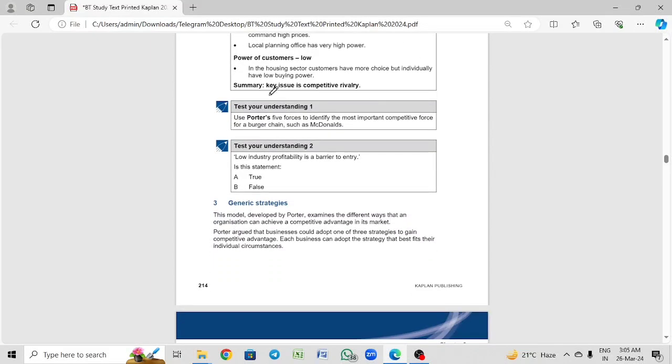Now test your understanding number 2. Low industry profitability is a barrier to entry. Is the statement true or false? This is false. If profitability is low, it is still easier for firms to enter the market, so low industry profitability may not be a barrier to entry. So it is false.